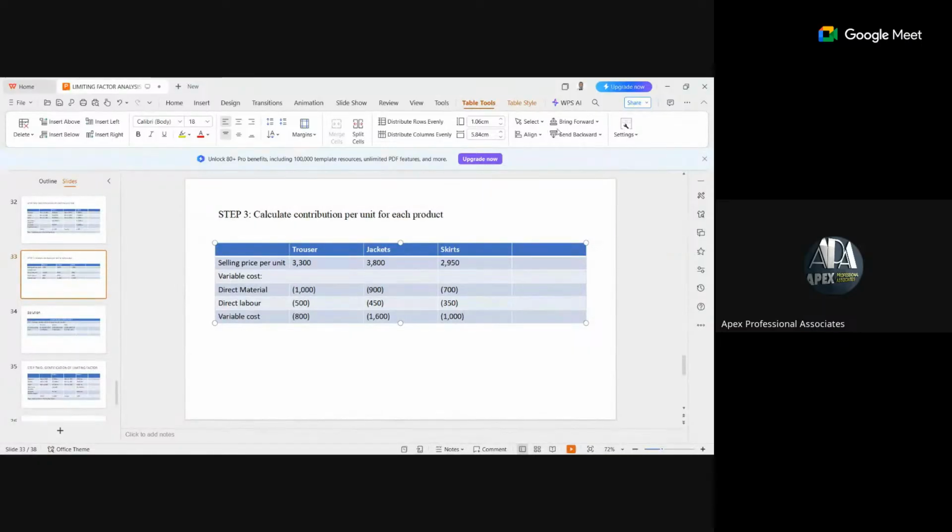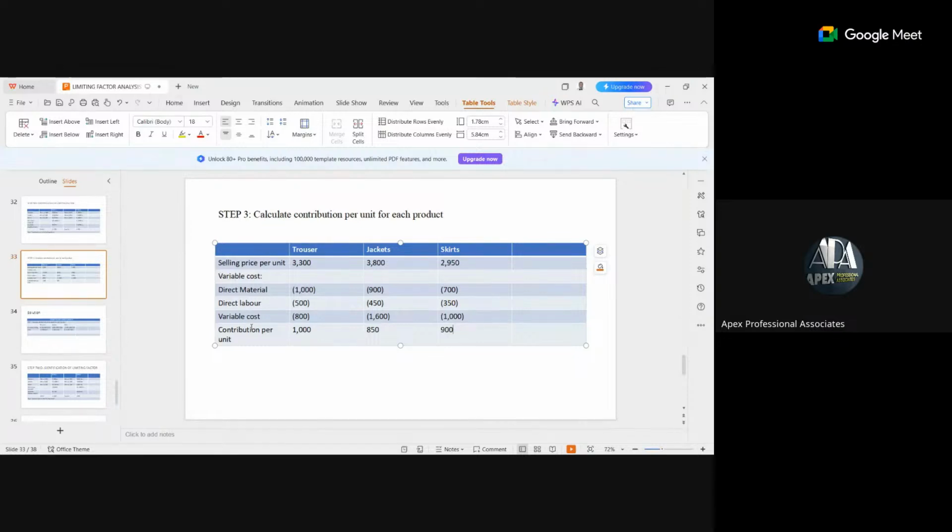So what will be the contribution for trouser? 1,000. Contribution per unit for trouser is 1,000. For jacket should be 850. And for skirt, 900. So what will be the next step now?